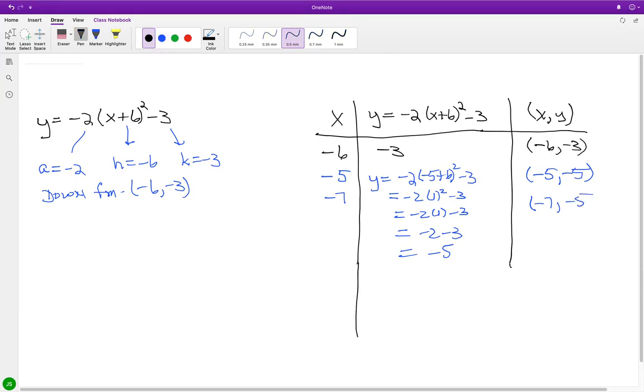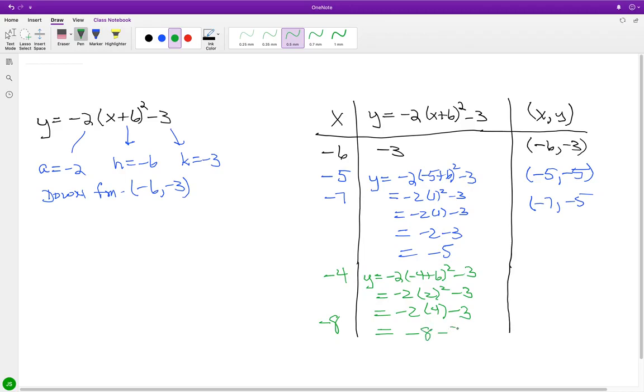And if I go 2 spaces over, so we have a negative 4 and negative 8. So with y, we have negative 2 times the square of negative 4 plus 6, minus 3. Negative 4 plus 6 is 2. 2 squared is going to be 4. Negative 2 times 4 is negative 8. Take away 3. So I have negative 11.